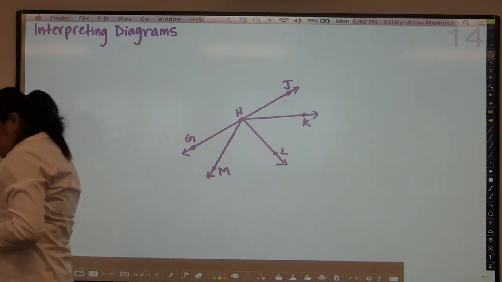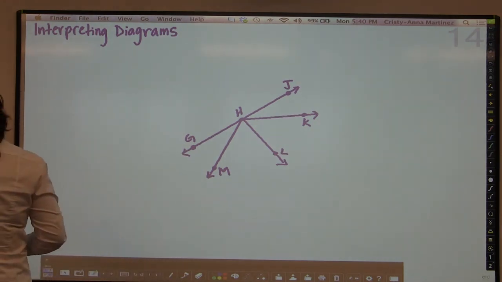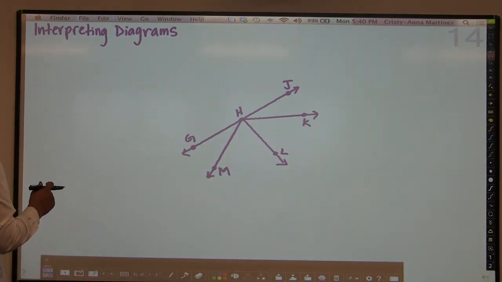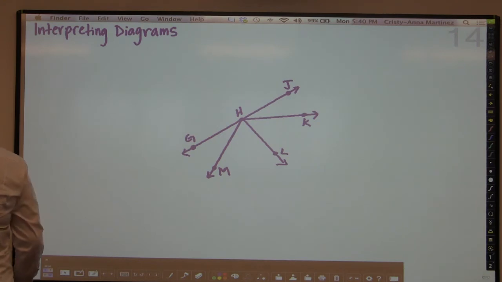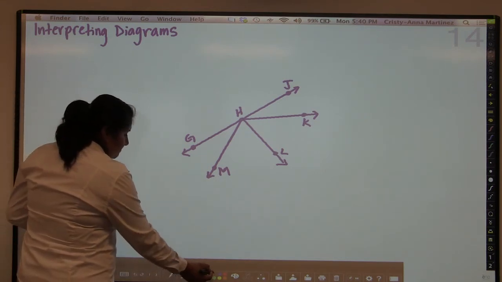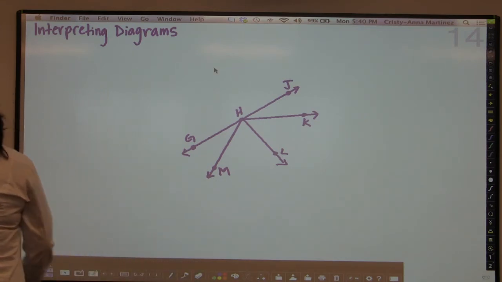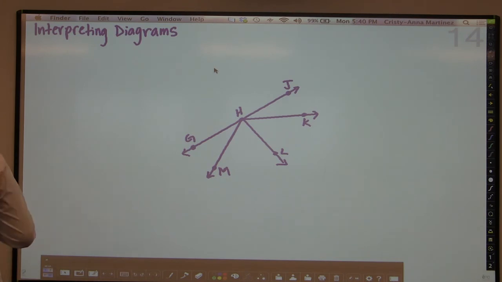And this is going to be interesting. I do want you to draw the diagram, but as far as what you're going to write, it's going to be a lot of stuff. So we just want to make sure that we know what you can and can't assume from looking at a diagram. Okay, so I'm going to tell you some things that you can assume from the diagram.